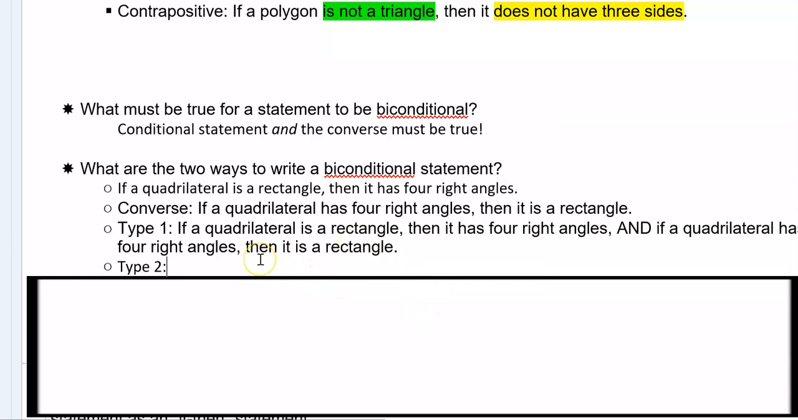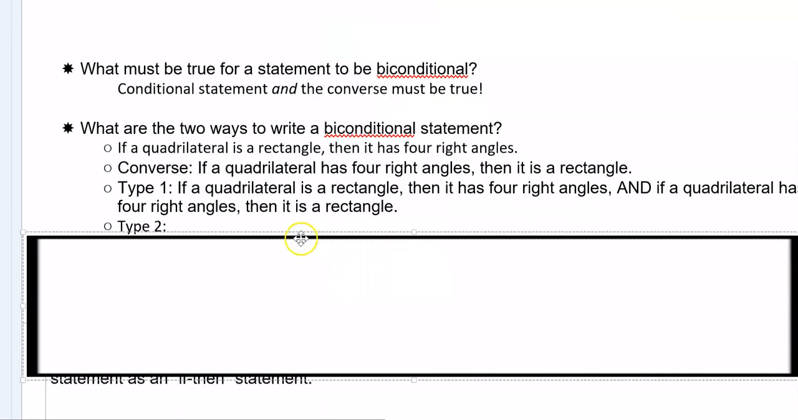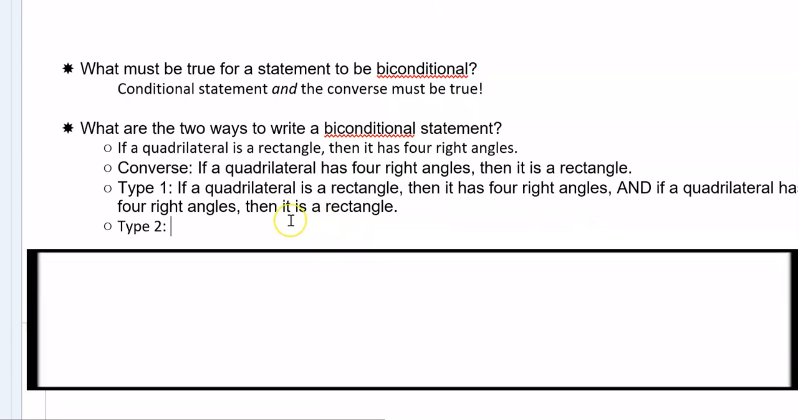So mathematicians, to be efficient, came up with another way to write a biconditional. What they realized is that they could put the hypothesis and conclusion and use the phrase if and only if in the middle. So we're going to put our hypothesis, a quadrilateral is a rectangle. You notice I did not put the word if yet. So a quadrilateral is a rectangle if and only if it has 4 right angles.